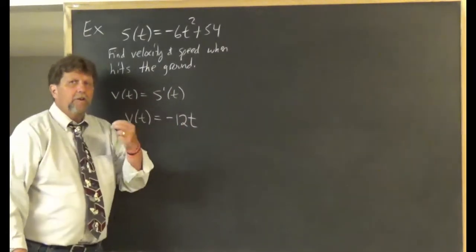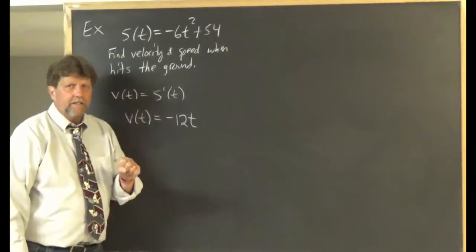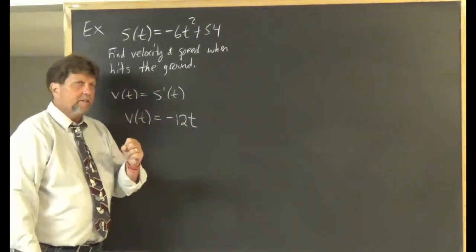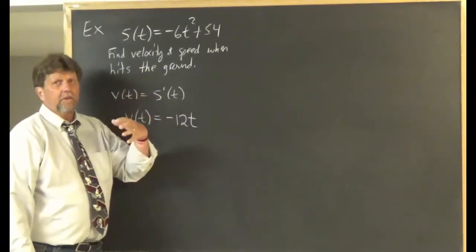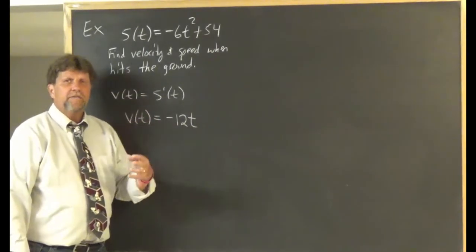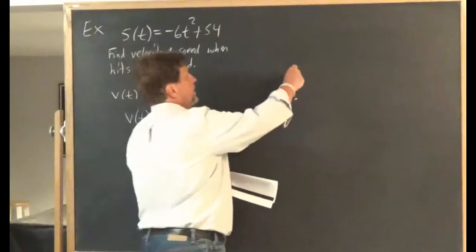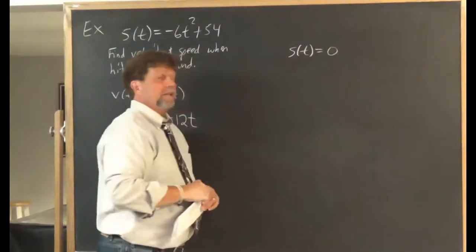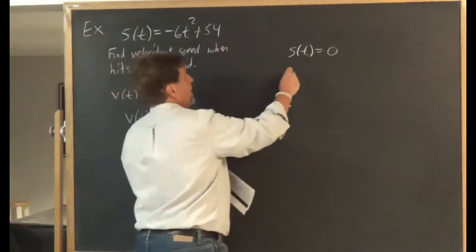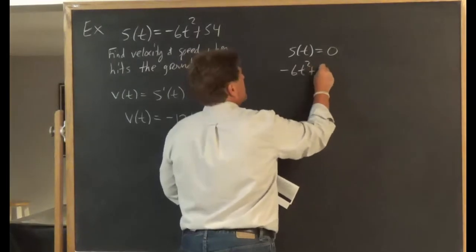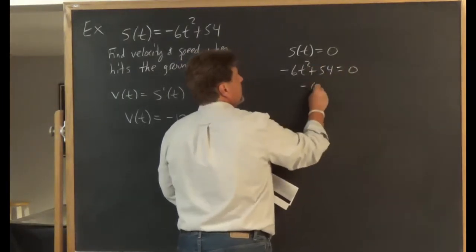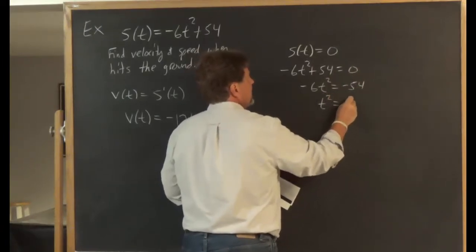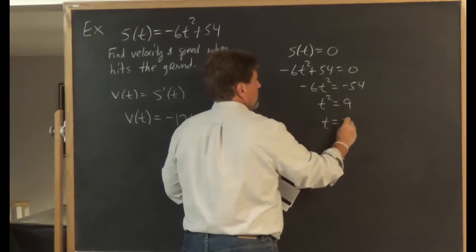So we need to determine the value of t for when the stone actually hits the ground. Well, to find the value of t for when it hits the ground, since s tells us the height above the ground, it hits the ground when s of t is equal to 0. We find out the value of t, it hits the ground, by solving that equation. So we take our s of t, set it equal to 0. Let's see, I would subtract 54 from both sides. Divide both sides by 6. Take the square root of both sides.